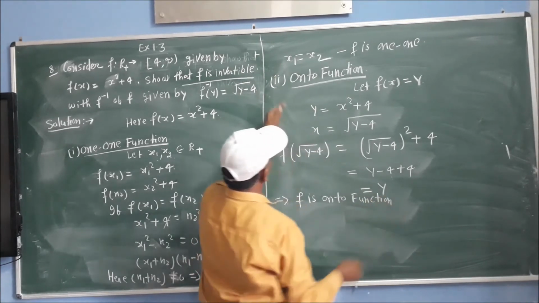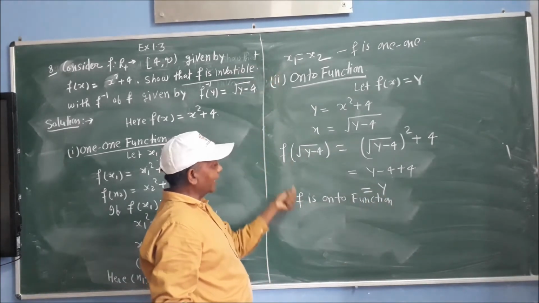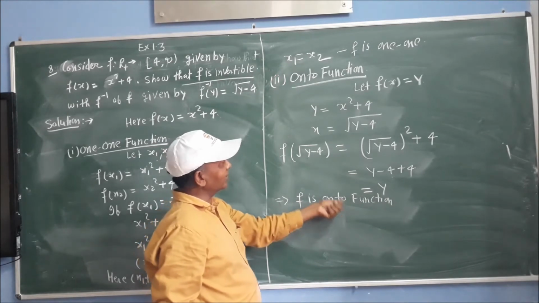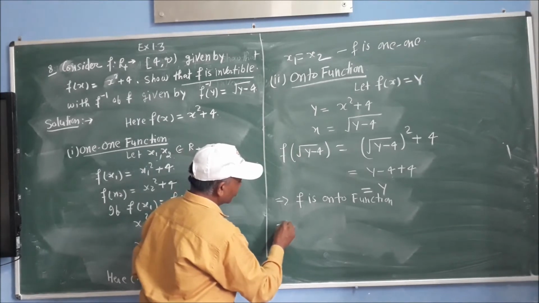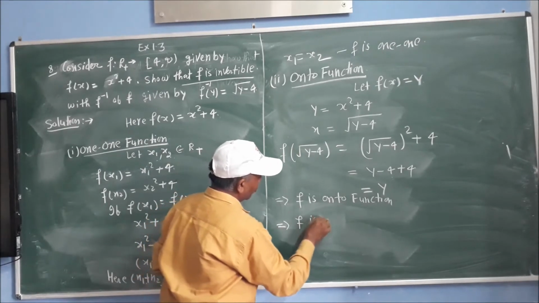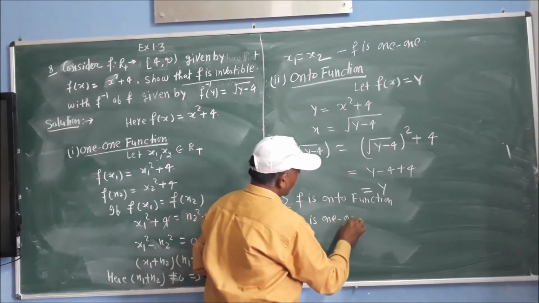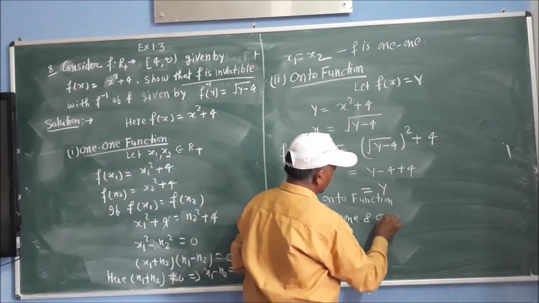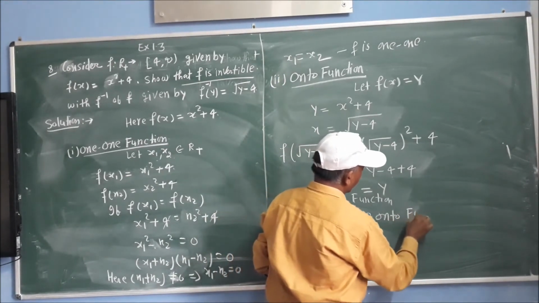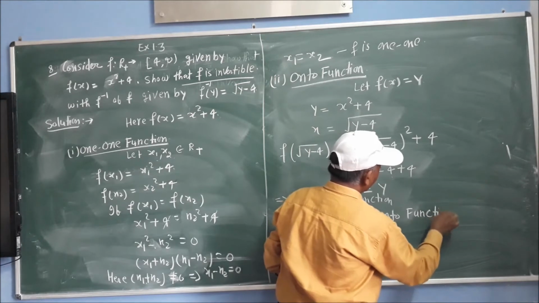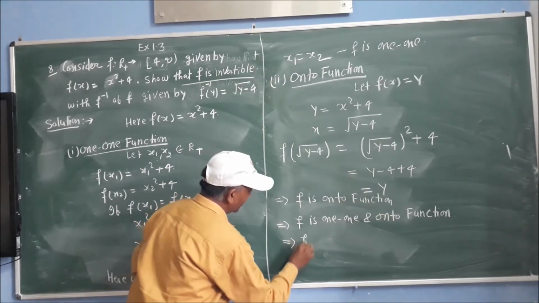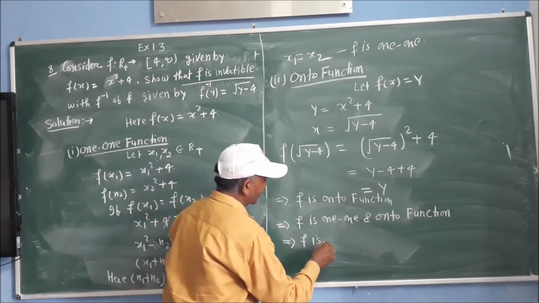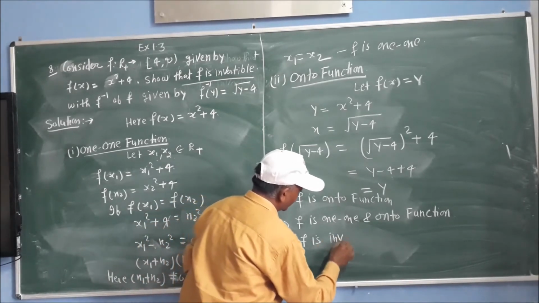So here you have shown that f is one-one function. Again you have proved that f is onto function. That means f is both one-one and onto type of function. If a function has both one-one and onto properties, this implies this function f is an invertible function or bijective function.